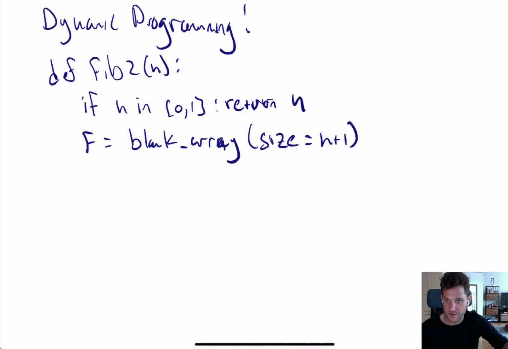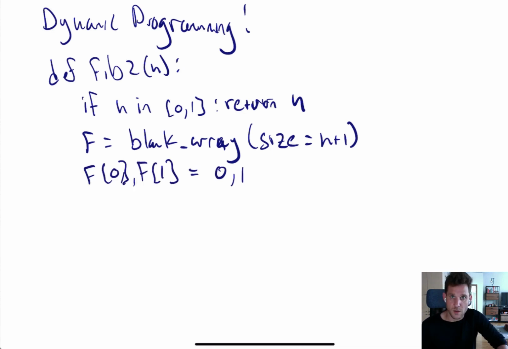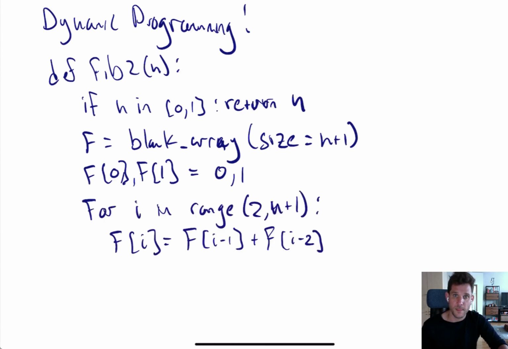It's going to create a blank array. This isn't Python code. Blank array is not a Python term, but let's just say I can initialize an array of size n plus 1. Okay, so the first thing we do is we initialize the array with the first 2 Fibonacci numbers, 0 and 1. And the next thing we do is this iterative procedure where we go from i equals 2 to n plus 1.